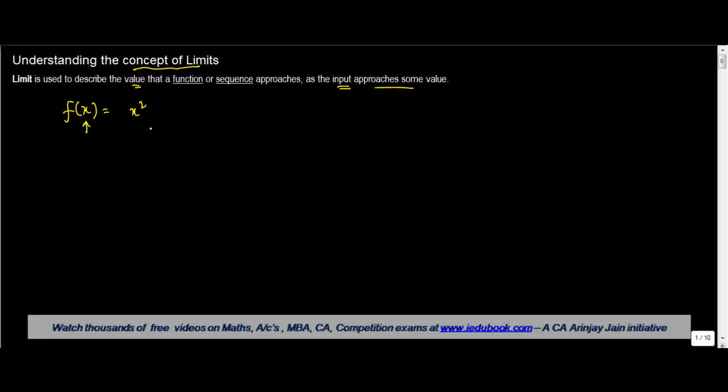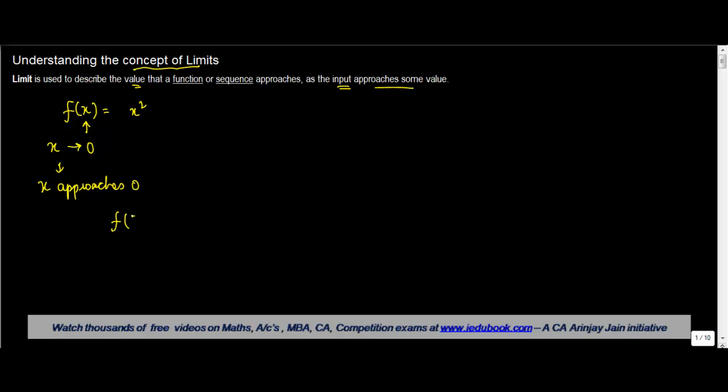So what does this mean? Let's say we say that x approaches the value of 0. This is written like this: x approaches 0. Now, as x starts moving towards 0, the value of the function is also going to become close to 0. Now, what do I mean by this?